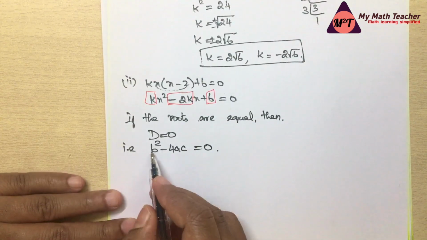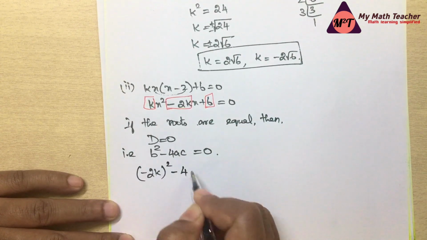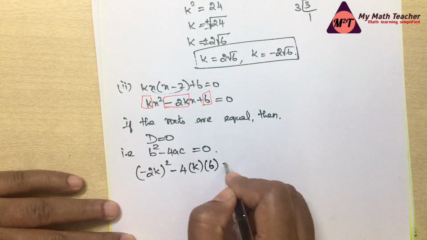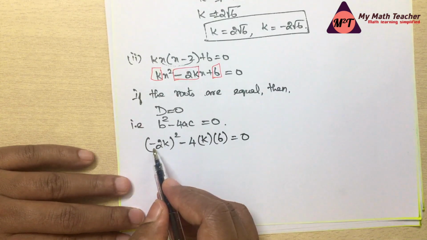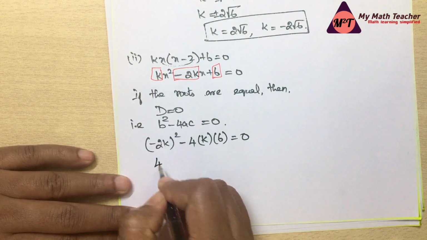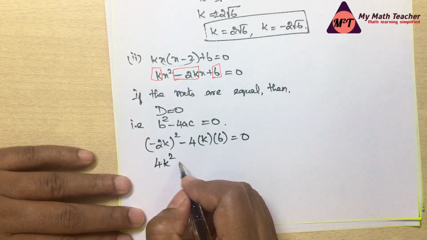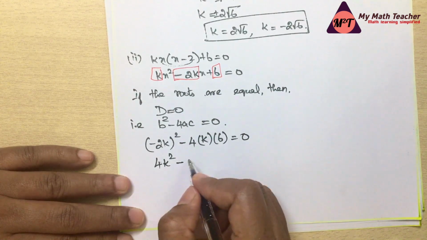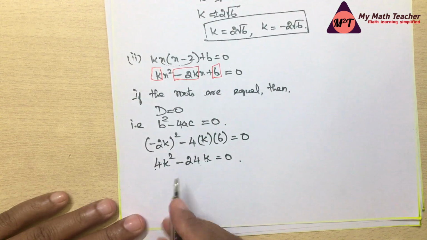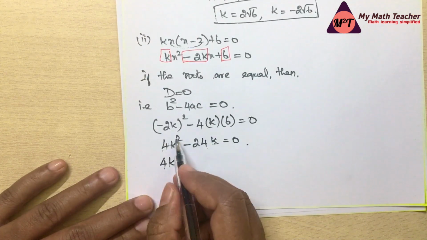Now apply b value first. b value is minus 2k the whole square, minus 4 into a, which is here k, and c is the last one, which is 6, which is equal to 0. Now multiply. Minus 2k square will be plus 4, 2 square is 4 and k will be squared, k square, minus, multiply the numerals, 4 6s are 24k, which is equal to 0. From the constants we can take 4 as common. From the variable we can take k as common. So 4k is taken as common.